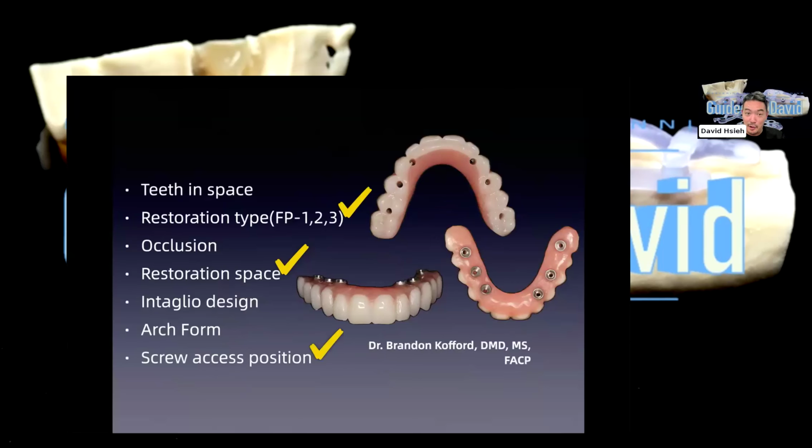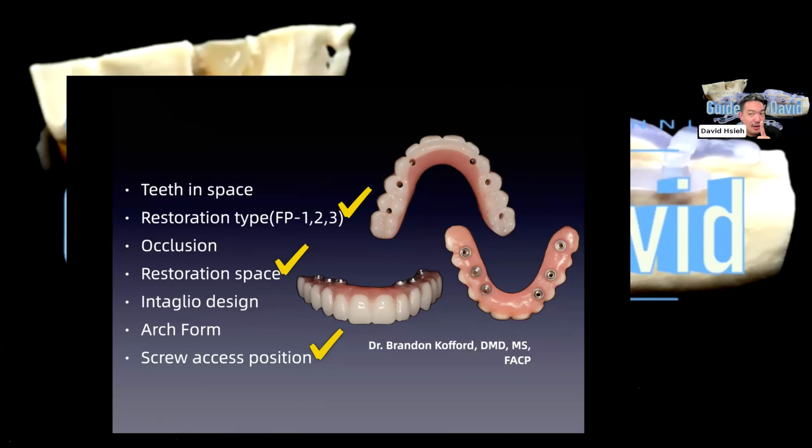Today we learned about restoration types, the FP1, 2, 3, to respond to teeth-only defects all the way to composite defects, right? And then we talked about the restoration space, not only the implant, but on top of the implant there will be the multi-unit abutment, the Ti base, and the material for your prosthesis, right? And then there is the screw axis. This one is big, right? So you want to place it right.